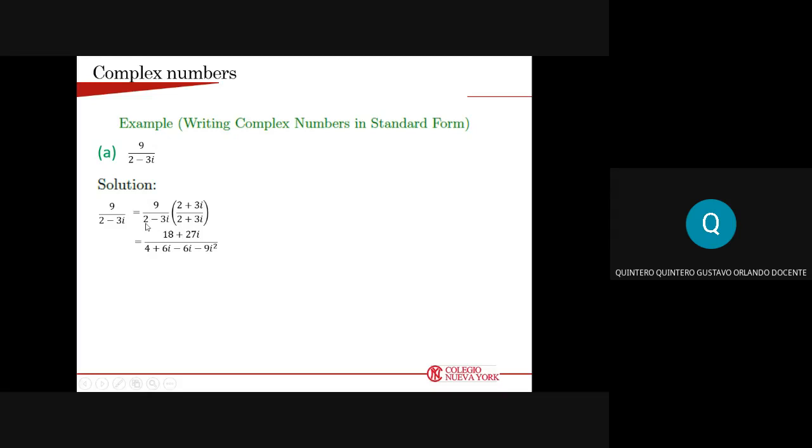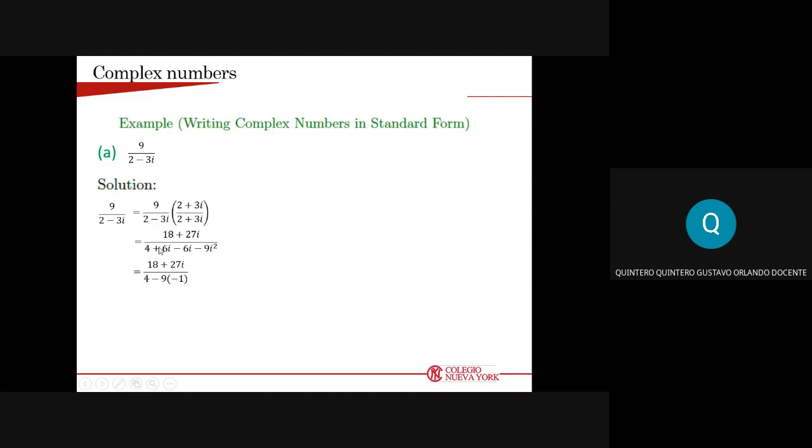Then outers. So 2 times 3i, 6i, right? Then inners. Negative 3i times 2, negative 6i. And then last. So negative 3i times positive 3i, negative 9i squared. Remember that i squared is a negative 1.